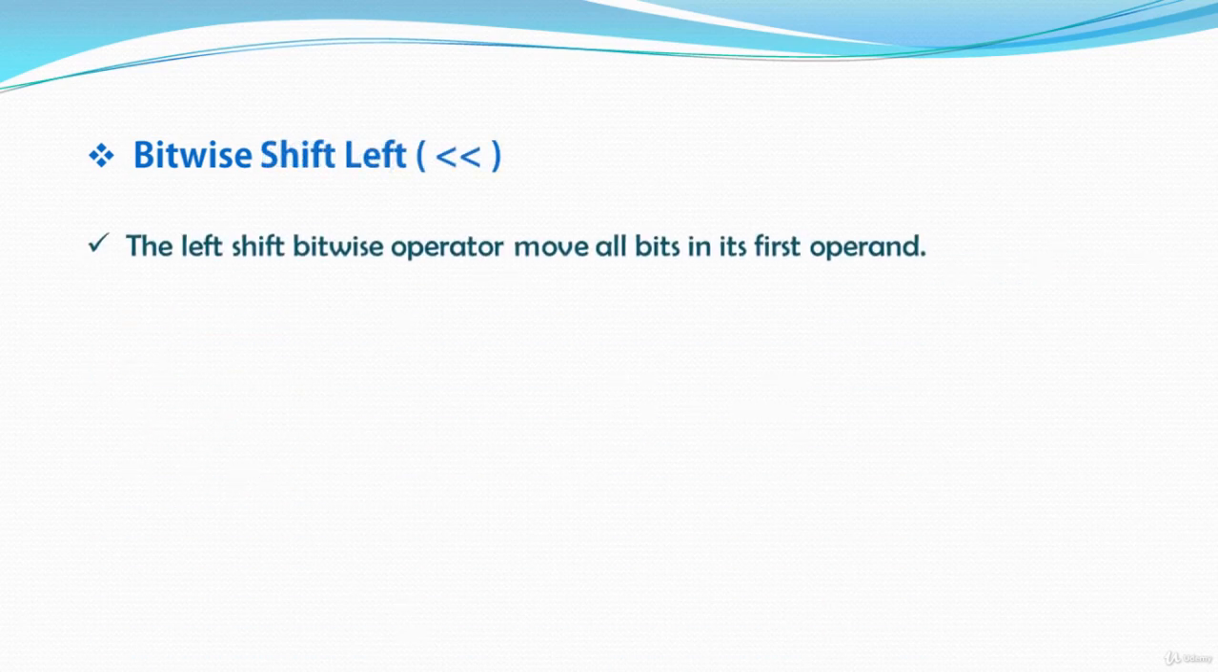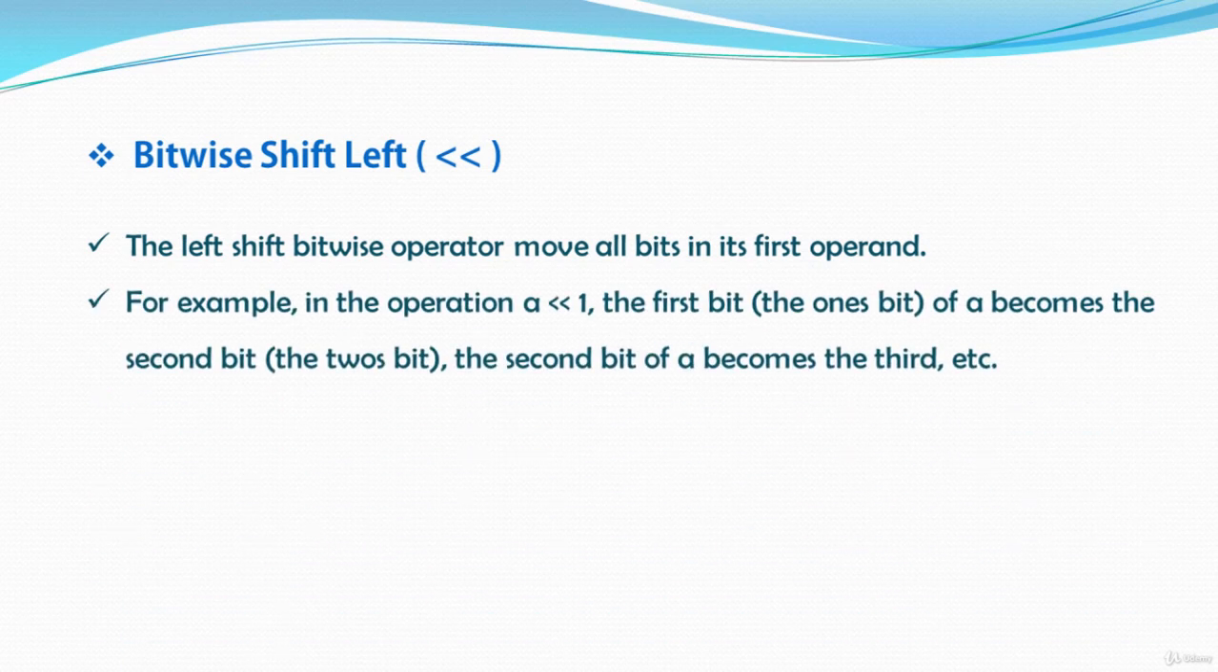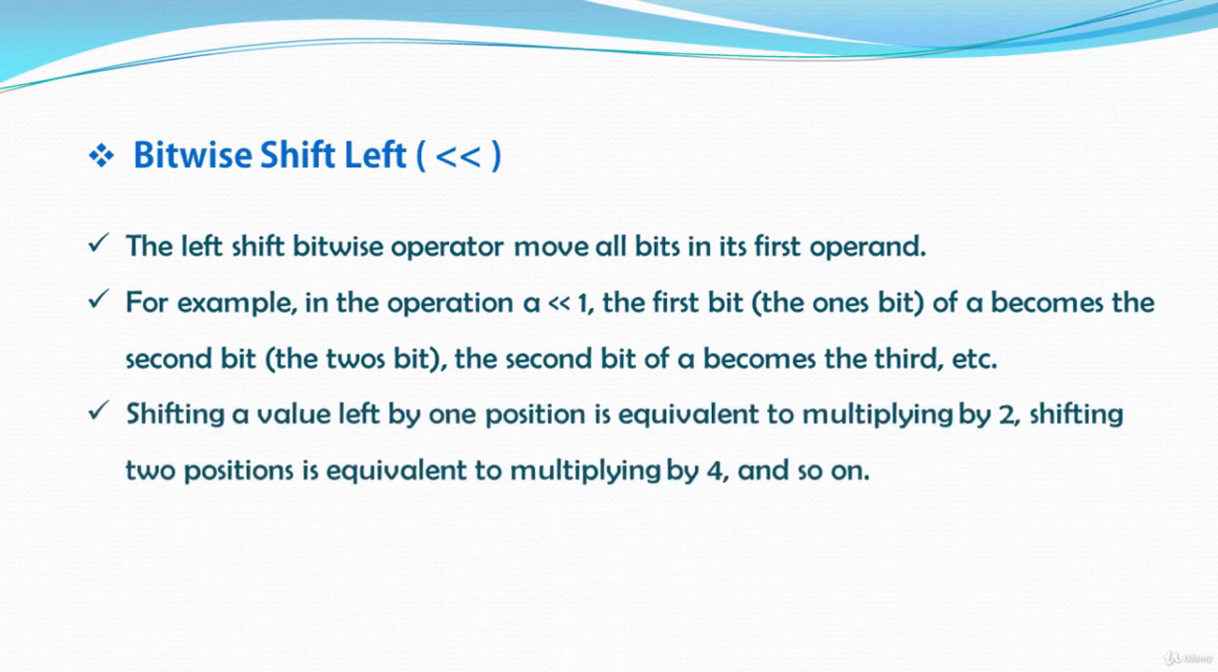The next operator is shift left. The shift left bitwise operator moves all bits in its first operand. For example, in the operation A, then we specify the shift left operator and 1. Now the first bit of A becomes the second bit, then the second bit of A becomes the third bit, etc. Shifting a value left by one position is equivalent to multiplying by 2.